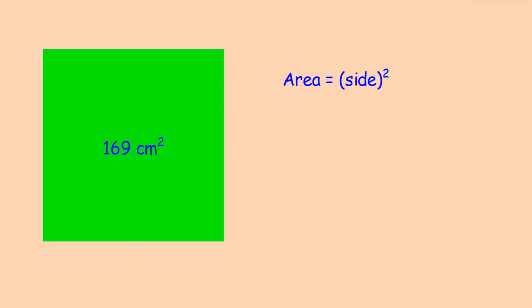Here you have a square of area 169 centimeters square. Then what would be the length of the side of this square? You know that area is equal to side square. Let A be the side of this square. Then we can write 169 is equal to A square. Now, to find out the length of this side, it is necessary to find out a number whose square is 169.